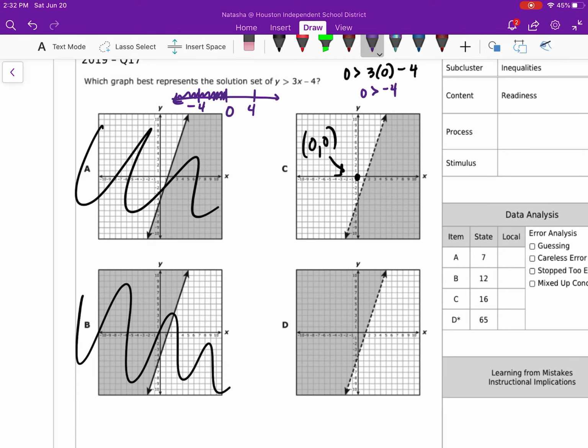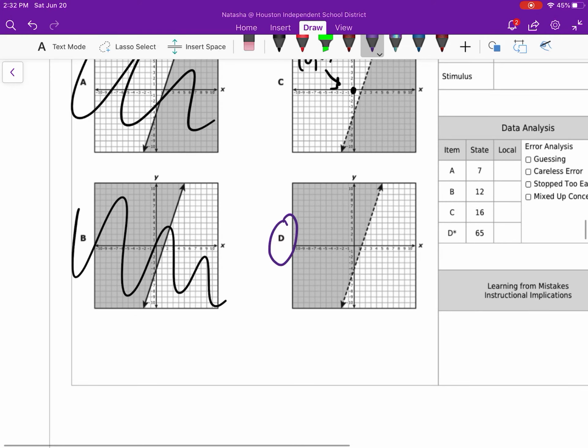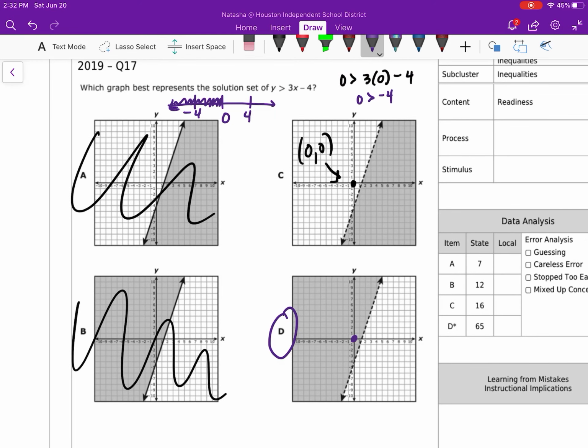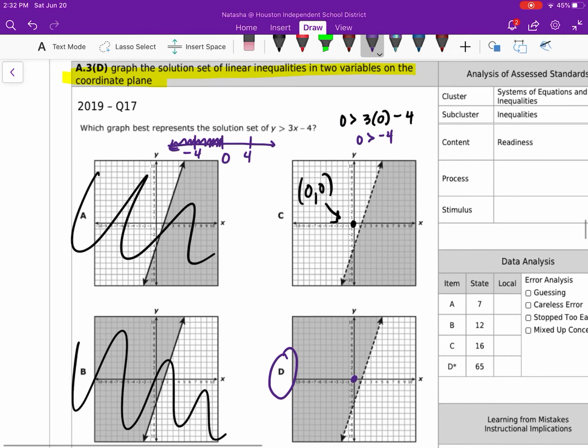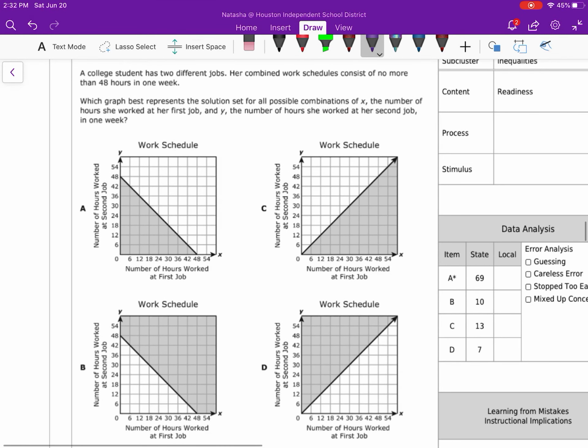So that means the point 0, 0, that region of my graph should be shaded. So that means D is my answer choice, not C. C has the point 0, 0 shaded, which can't be right, because any point in the shaded region is a solution for that inequality. All right? So that's how you do question 3D.